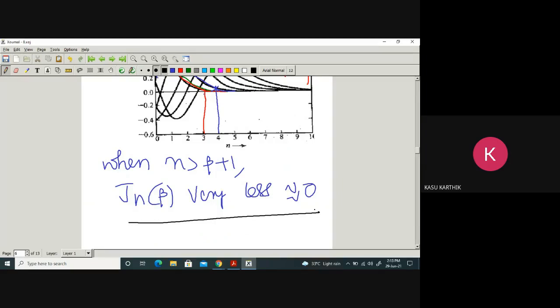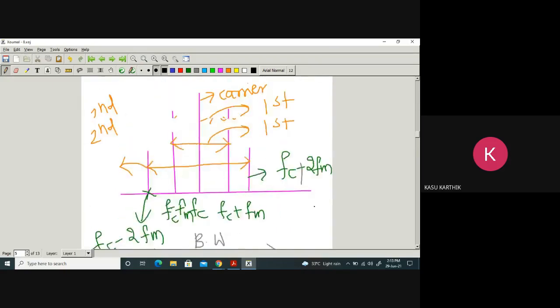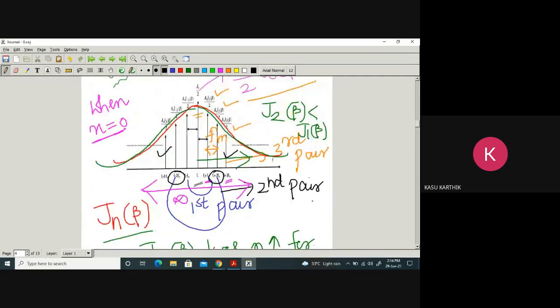J and beta is very, very small. That is approximately equal to 0 whenever n is more than beta plus 1. Otherwise, if you take the FM spectrum, all bandwidths are not significant. All components are not significant. Some sidebands are very, very negligible.